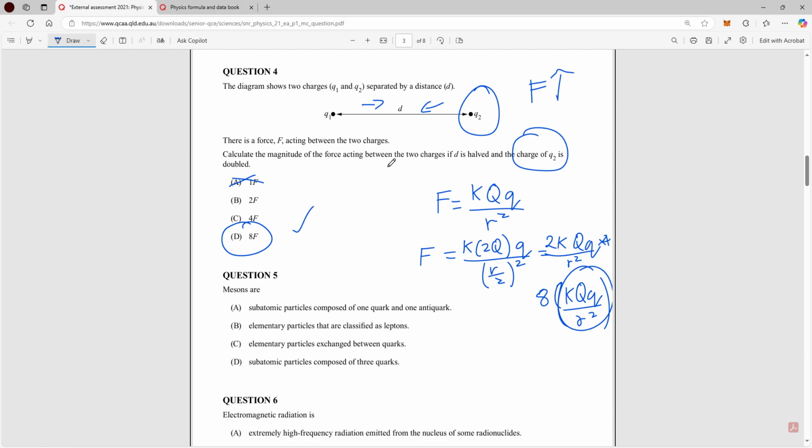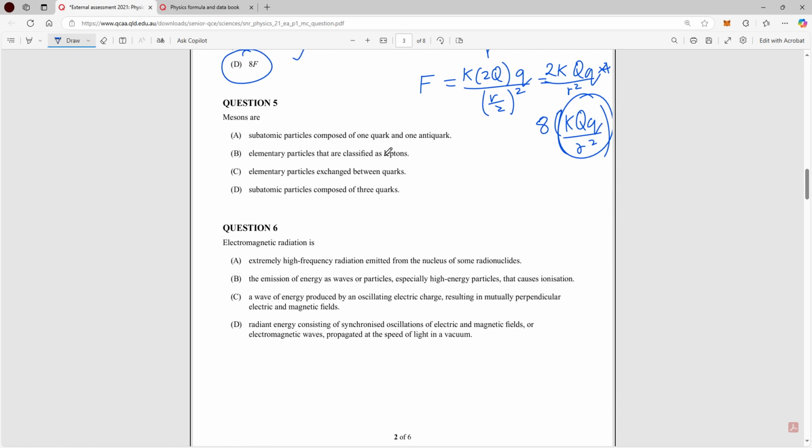It'd be trickier if they halved the charge and halved the distance. But we've got to think about it logically. If you increase one of the charges and you bring them closer together, of course the force is going to increase, regardless if it's a repulsive or attractive force. Okay. If you have any questions about this one, leave something in the comments and I'll try my best to answer it.